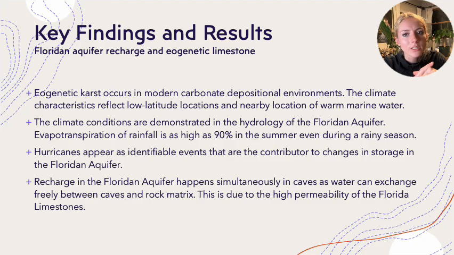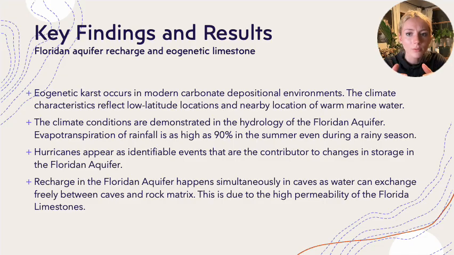The geological climate distinctions are demonstrated by the hydrology of the Florida aquifer. And hopefully I say this word right, the evapotranspiration of rainfall is as high as 90% during the summer months. Rain and storm events do not display changes in water level, even during the rainy seasons. They show smooth and longer period cycles.